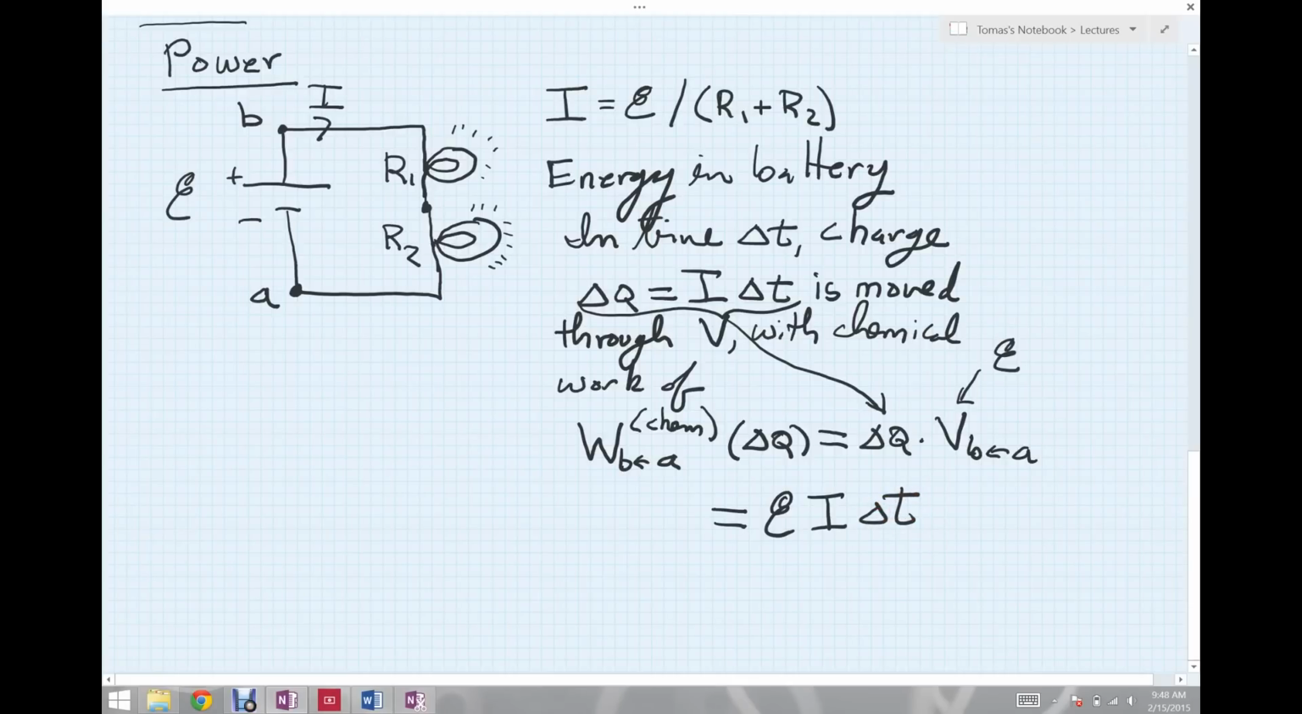Excellent. So you'll notice that the work that is done by this chemical reaction has come out to be positive, because actual work is being done. Energy is being put into this system on this side of the circuit. And you'll also know that the amount of energy put in is constantly increasing with time. Every second that we leave those bulbs on, additional energy is required.